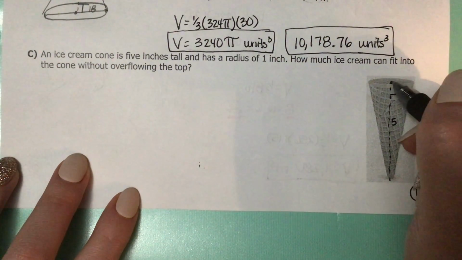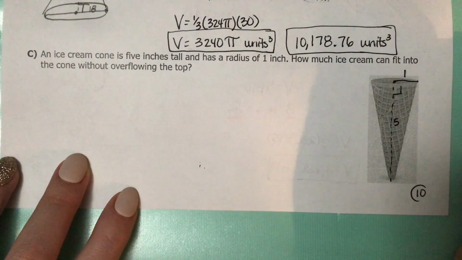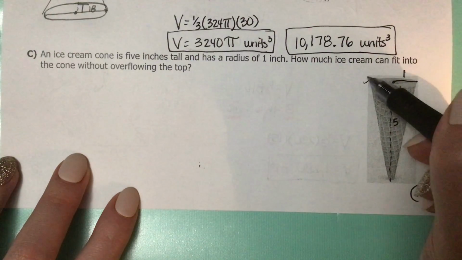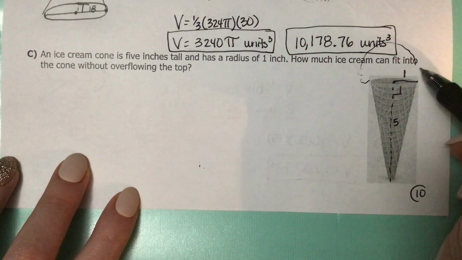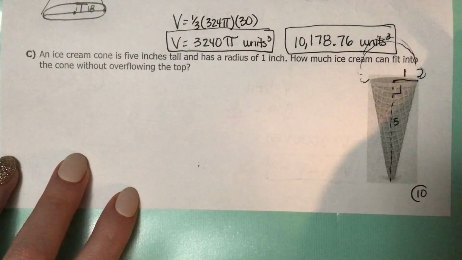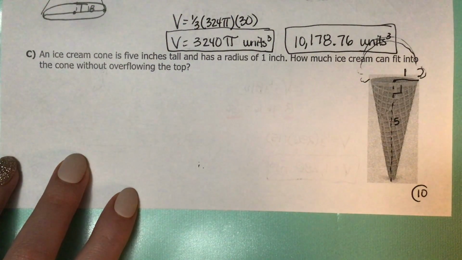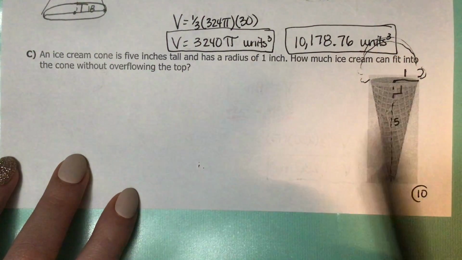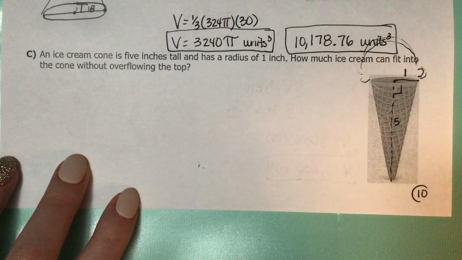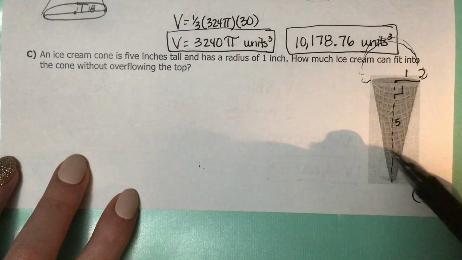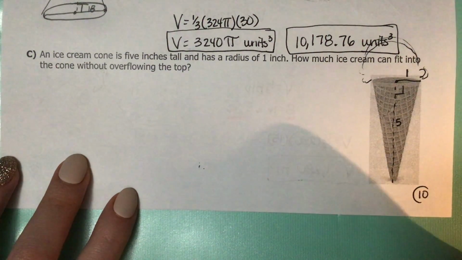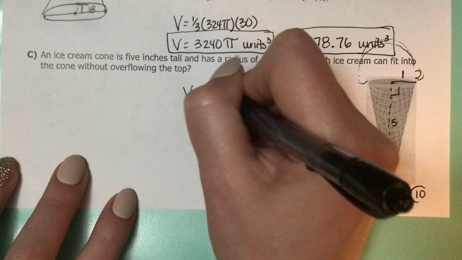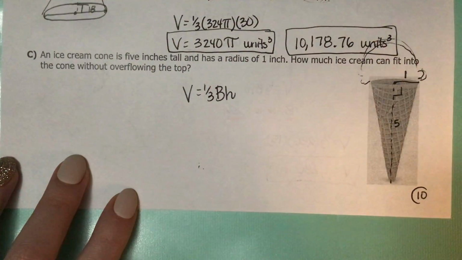So we've got 5, and then the radius is 1, and then it says how much ice cream can fit into the cone without overflowing the top. So I know usually, right, there's like this ice cream that comes up and over the top like this. We're gonna say, what if we did not have ice cream doing that and we filled it up exactly to the brim, and then that's all? How much ice cream could it hold? So when we ask how much can something hold or how much can fit inside a shape, we are talking about volume. So we're still going to use 1/3 base times height again for this.